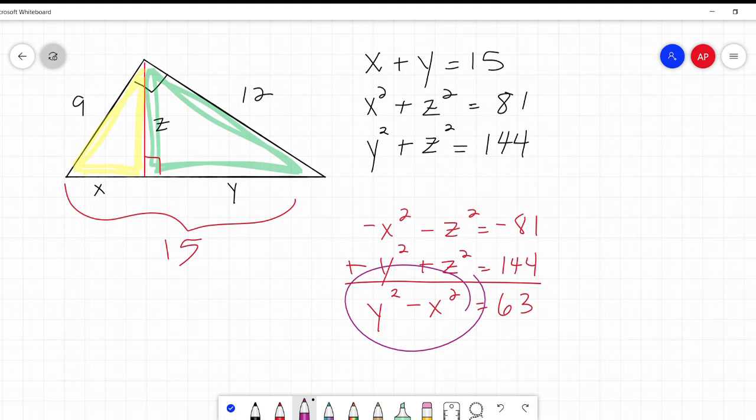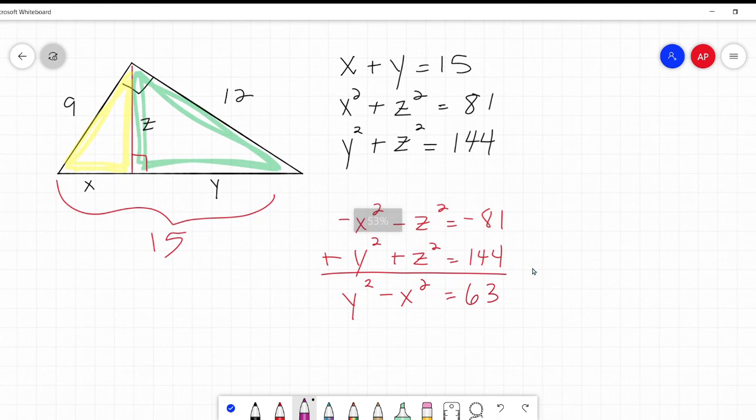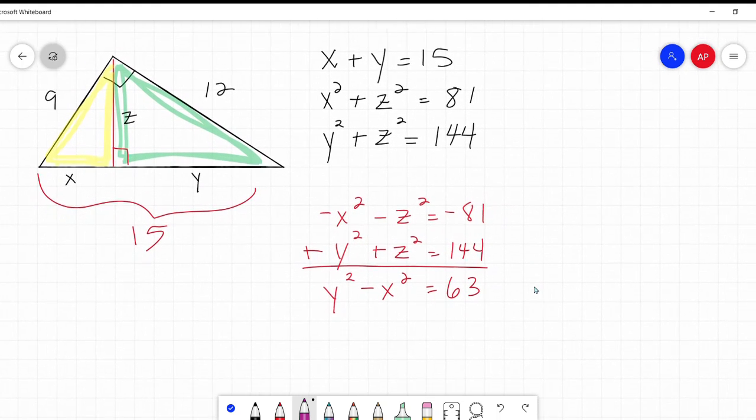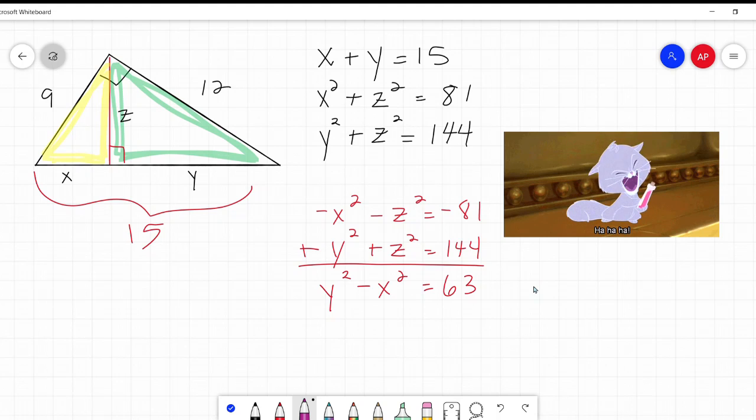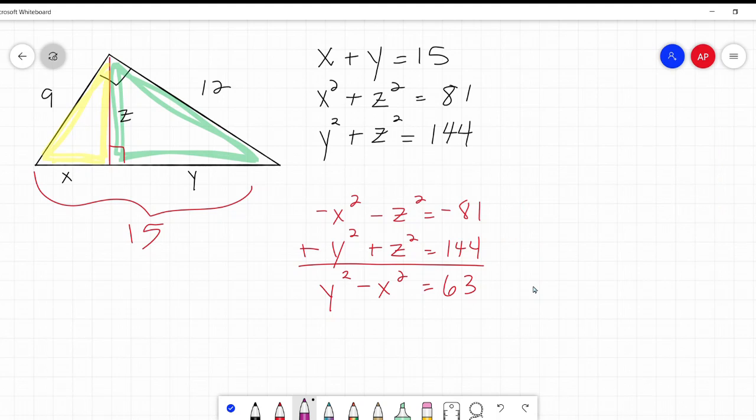This may look familiar as being a difference of squares. If that doesn't mean anything to you or doesn't ring any bells, link below. It's a thing having to do with factoring. So, yeah, I thought, you're in geometry, we wouldn't have to do factoring or algebra. It always comes back to bite you again. So y squared minus x squared equals 63. It's a difference of squares. So it's the same as y minus x times y plus x.